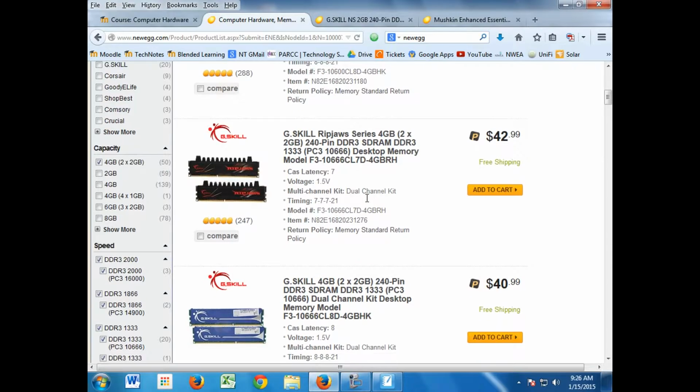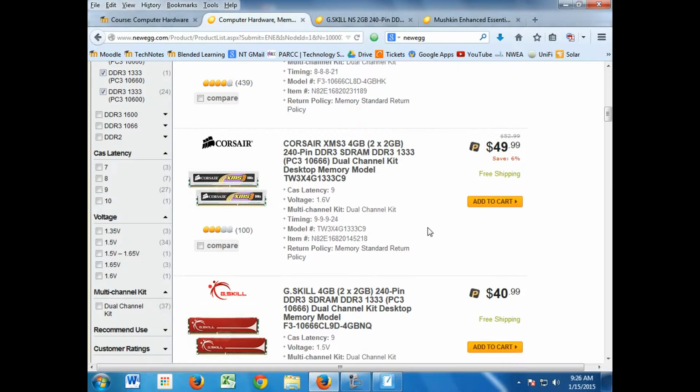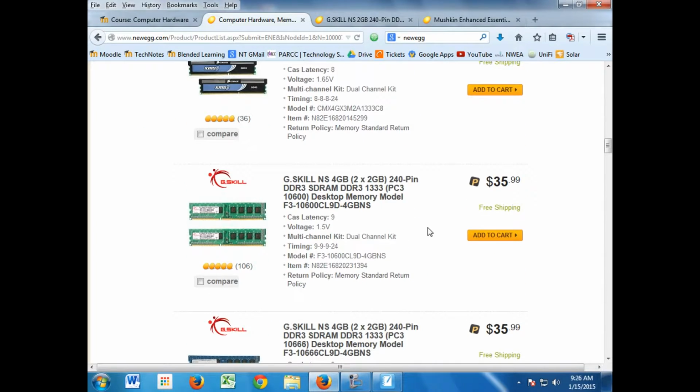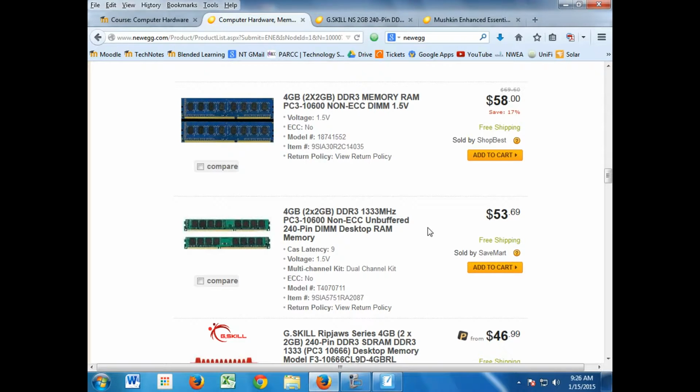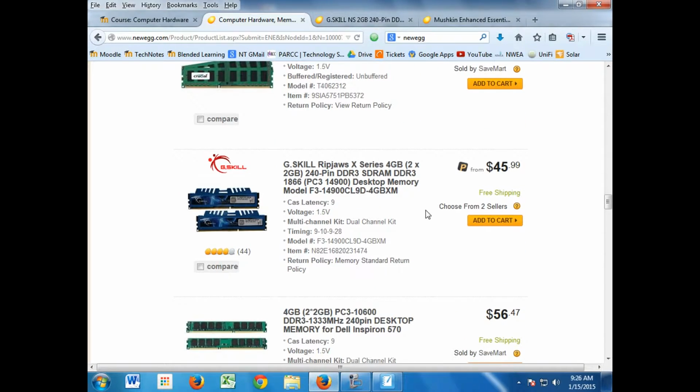And I go down here, let's see if I can find a much faster one. That is 1333. Looking for something faster or slower than 1333. There we go, 1866. This one is 1866 megahertz versus 1333. The cache latency is 9. I'm not going to buy it just based on the cache latency. My point is, you can only bring the cache latency into comparison on the same megahertz machine. So this one's faster, undoubtedly faster, okay?